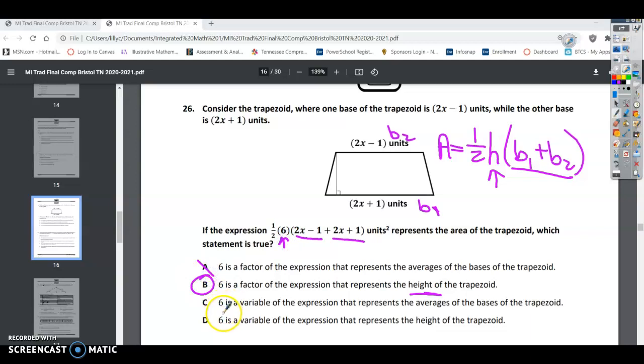All right, let's look at the others just in case. 6 is the variable of the expression that represents the average of the bases, so no. 6 is the variable of the expression that represents the height of the trapezoid. So it's not a variable, it's a factor, not a variable. So the answer here would be B. So answer to number 26 is B.